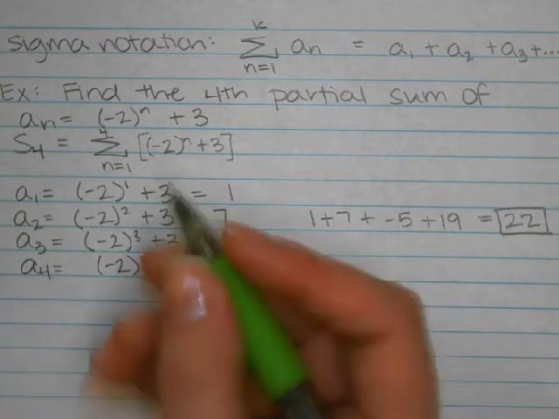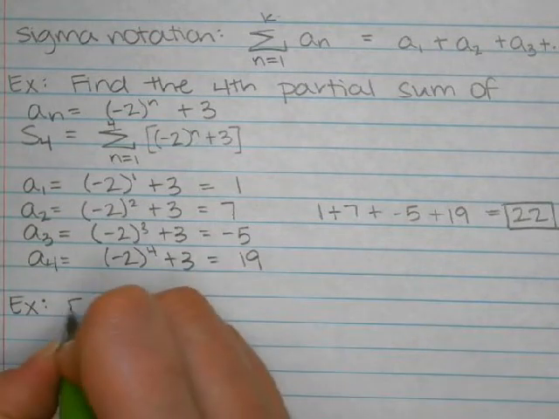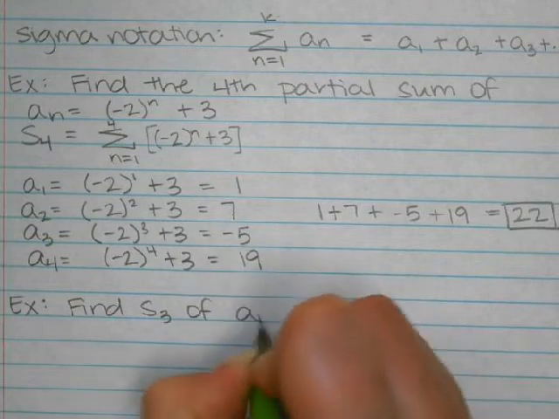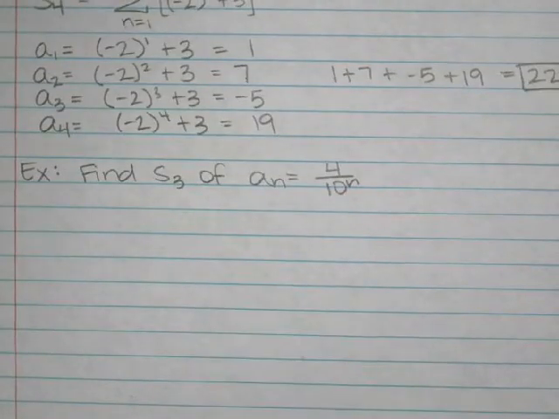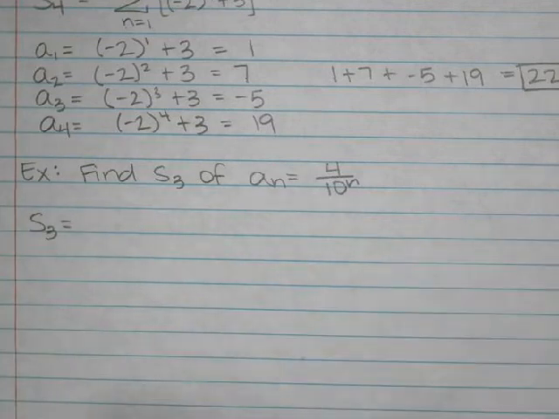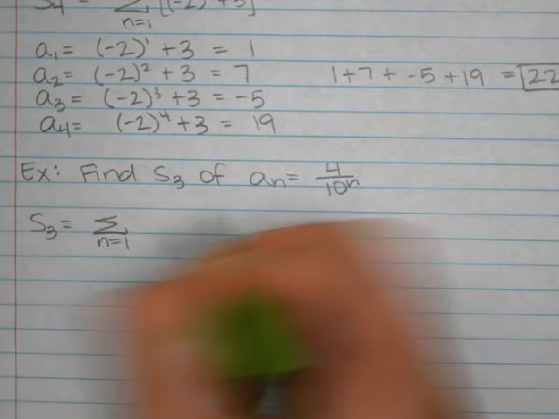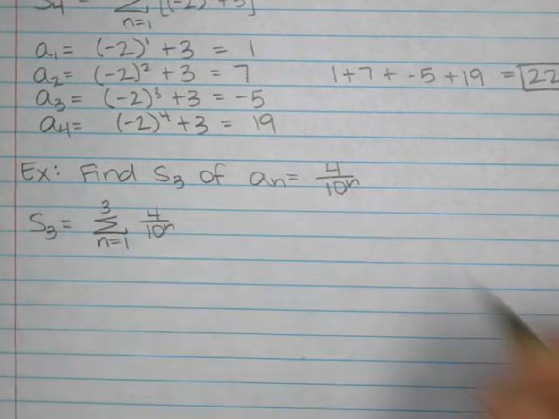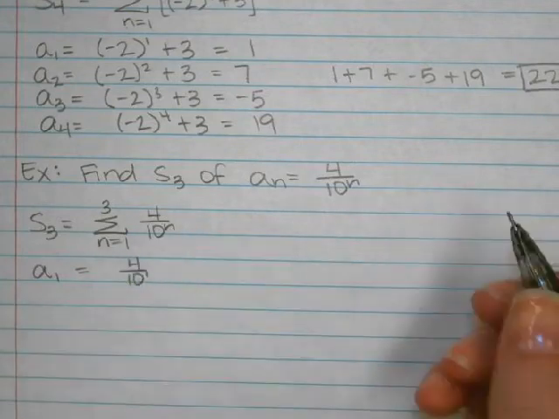All right, for the next example, we're going to find S sub 3 of a sub n equals 4 over 10 to the nth power. So S sub 3 is another way of saying find the third partial sum. And it's another way of saying start with n equals 1, go to n equals 3 of 4 over 10 to the n. So the first term is 4 over 10 to the 1.